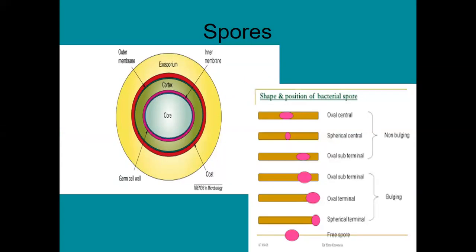Then you know the spores. The spore contains a core part, a thick outer membrane, and then the shape and position of the bacterial spore: central, subterminal, or terminal. The location of the spore in a bacterium could be bulging or non-bulging. In that, it can be terminal, subterminal, spherical, or central. The spore has an outer membrane, an inner membrane, and inside is the core.